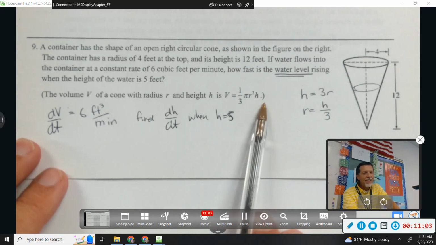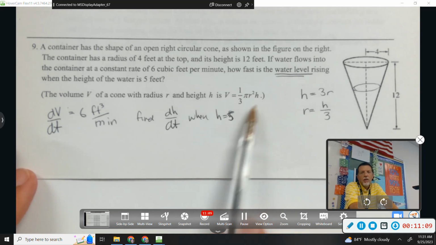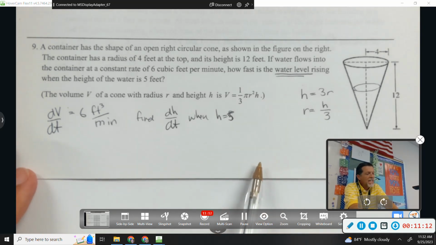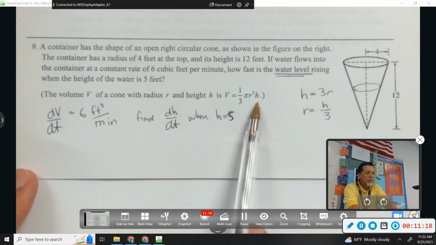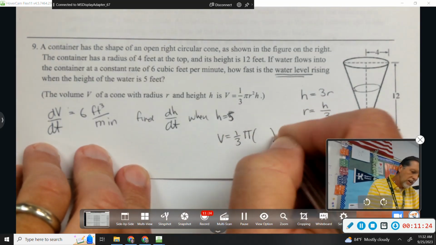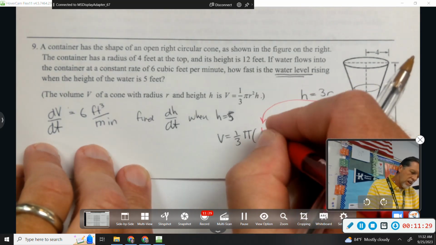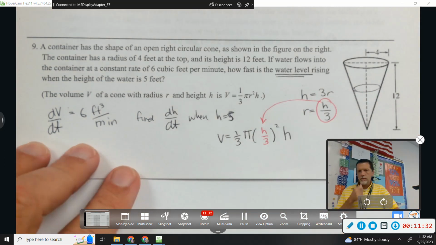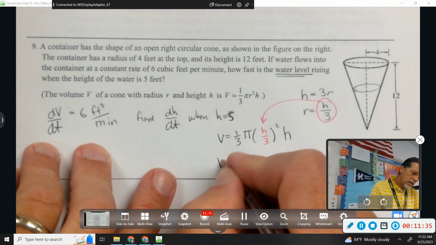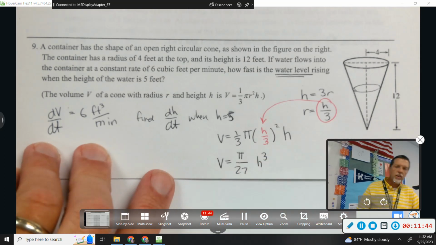Now, my formula has h and r in it. I'd really like to make one of them go away. Based on what I know and what I'm trying to find, which one would I like to make go away? The r, right? I've got h stuff, so I don't really want r in my problem. So let's replace r with h over 3. So V equals pi over 9 times 3 is 27, h cubed.